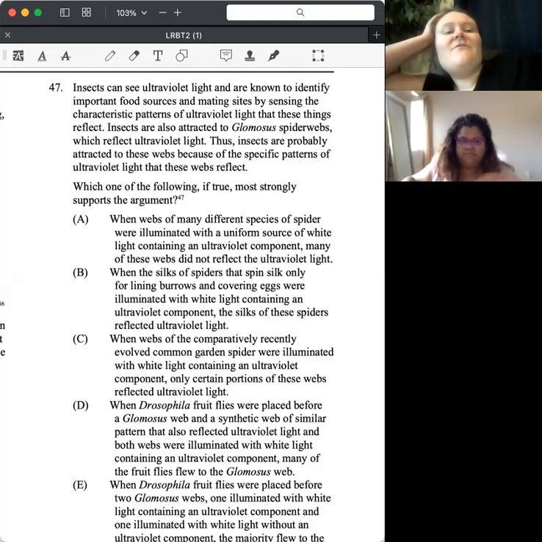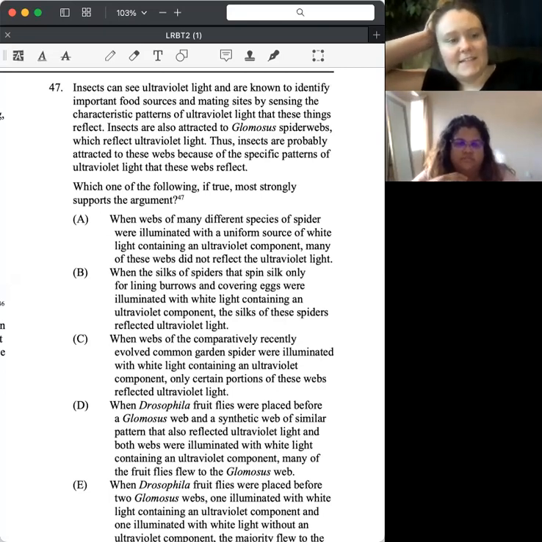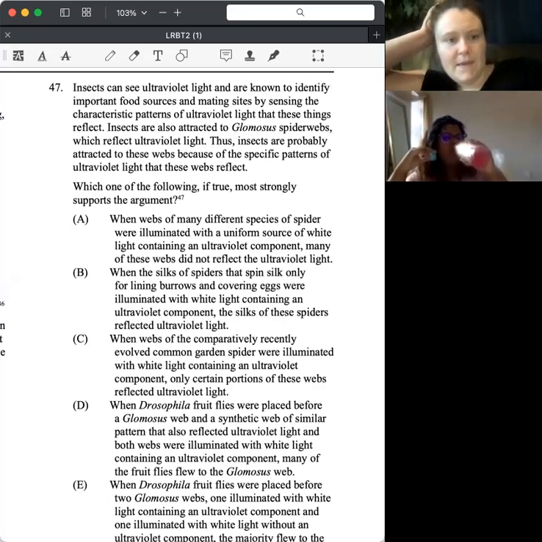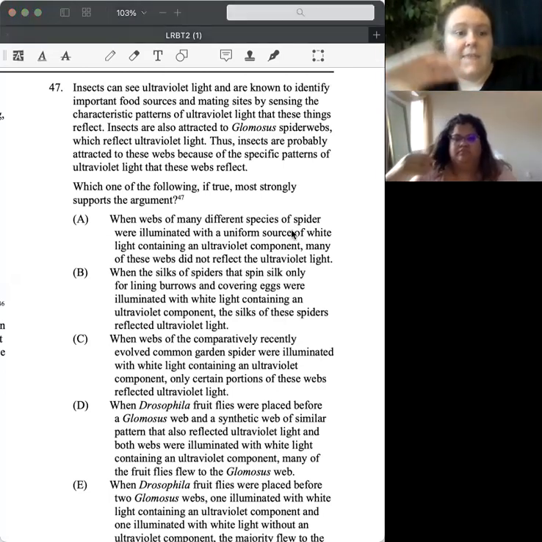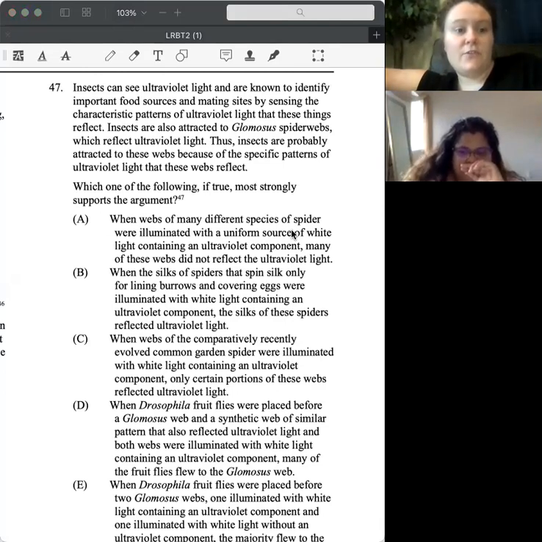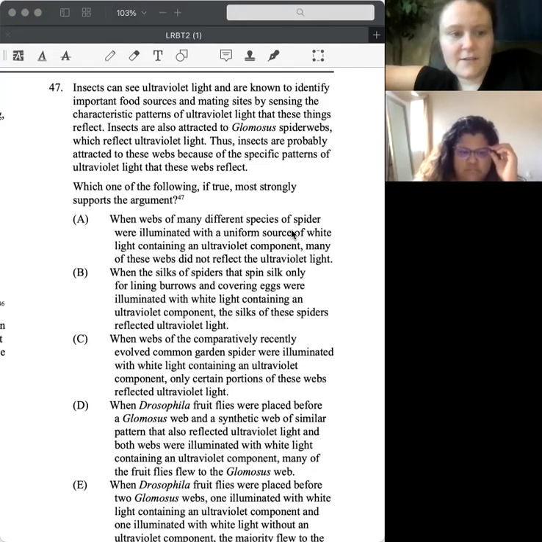Insects can see ultraviolet light and are known to identify important food sources and mating sites by sensing the characteristic patterns of ultraviolet light that these things reflect. Okay, so they're saying that insects can see this light, and this ultraviolet light is what identifies the food and mating sites, and they're able to do that by sensing the characteristic patterns of the light that these things reflect.